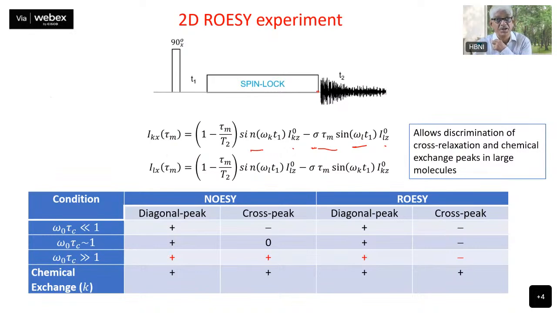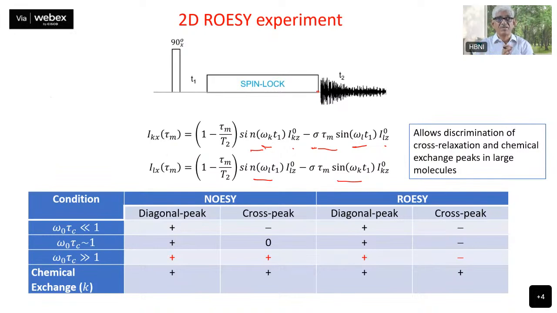See, this also indicates that this is a term relating to the cross peak. And this is omega K here, which is the diagonal peak. So I_L X similarly will give you the diagonal peak here and the cross peak there. And they are both determined by the tau m as well as the cross relaxation rate sigma.